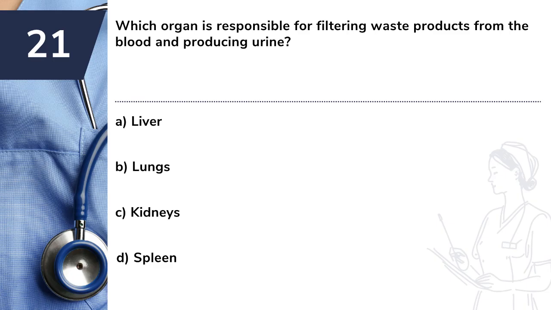Question 21. Which organ is responsible for filtering waste products from the blood and producing urine? A. Liver. B. Lungs. C. Kidneys. D. Spleen.